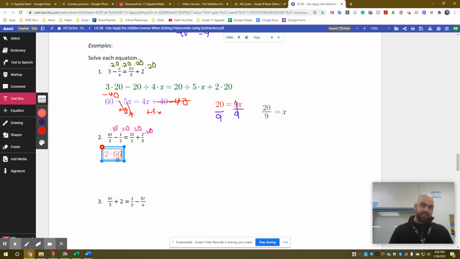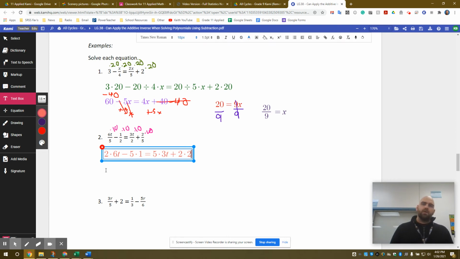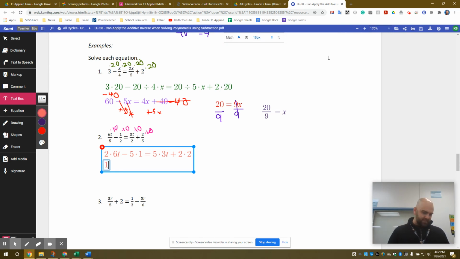So it's 2 times 6t minus 10 divided by 2 is 5, so this is 5 times 1. And that's equal to, again, 10 divided by 2 is 5, so it's going to be 5 times 3t. And then 10 divided by 5 is 2, so it's going to be 2 times 2. And now we'll put all those together there. So 2 times 6t is 12t, 5 times 1 is 5, 5 times 3t is 15t, and 2 times 2 is 4.